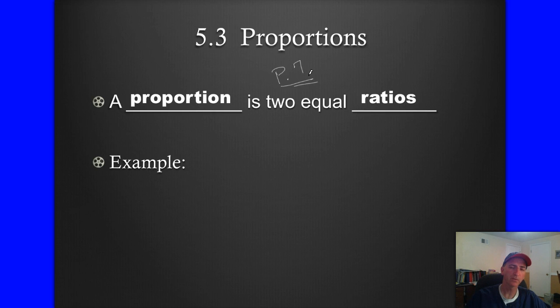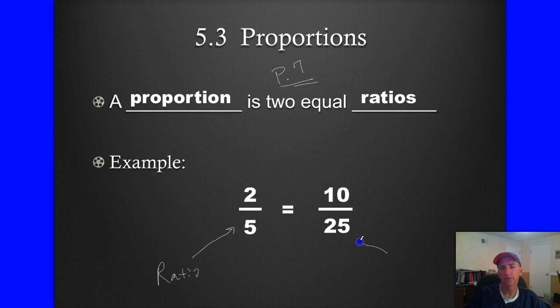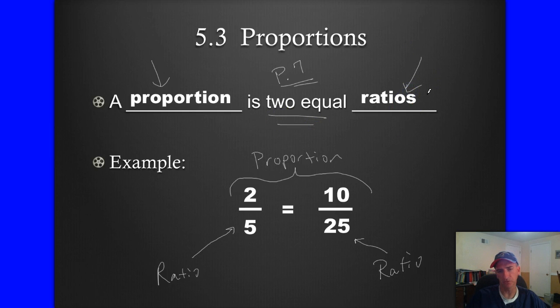Okay, so if we go back to what we talked about in the earlier slides, that is a ratio. Now, if I set that equal to another ratio, what you have, this whole thing, is a proportion. So a proportion is 2 equal ratios.